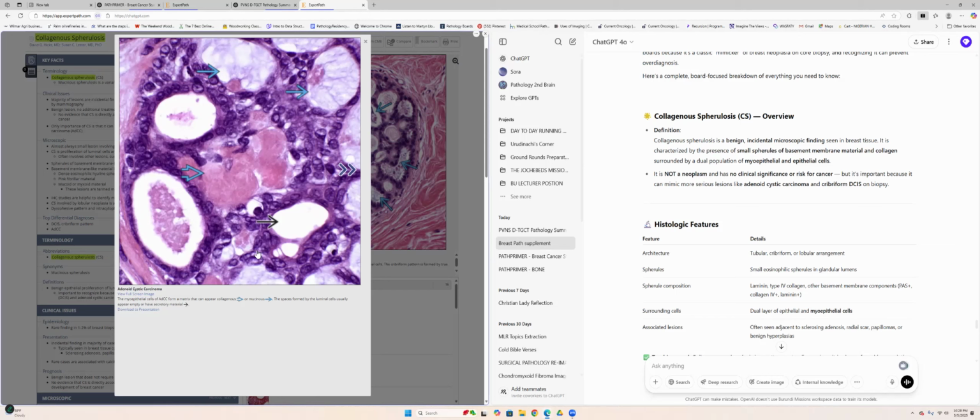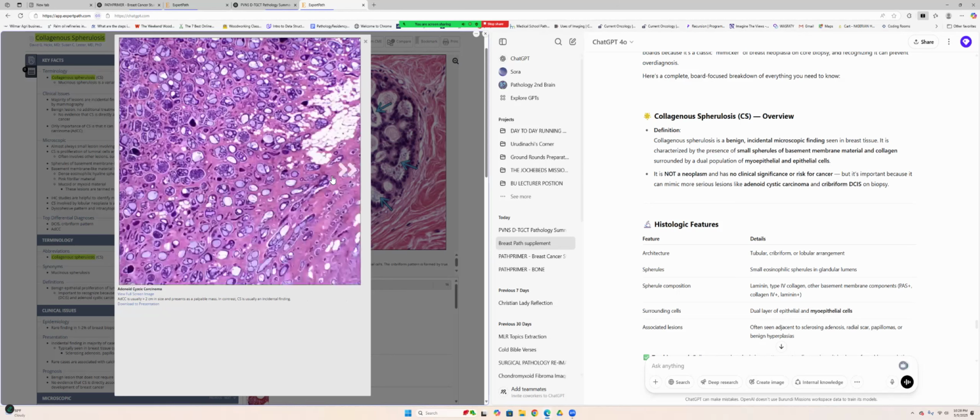Okay. Adenoid cystic carcinoma, I think we are done with this. Good. Collagenous spherulosis is an incidental finding. Adenoid cystic carcinoma will be a mass, usually greater than 2 cm. So we are done with collagenous spherulosis for now.